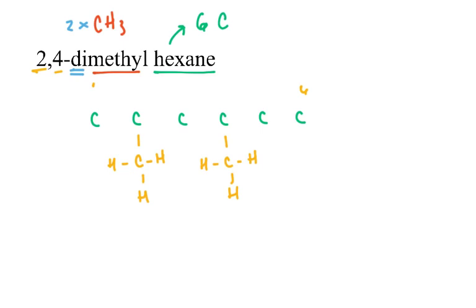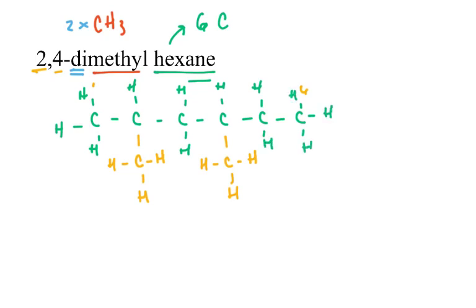Now I'm going to go back in like I did before and add my central bonds. Everybody's single because it's ane. And then I'm going to add my hydrogens, right? We want to make sure all carbons have 4 bonds. Need one here. So that's our structural formula for 2,4-dimethylhexane.